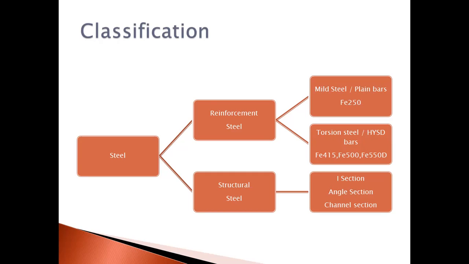Next we'll look into structural steel. Structural steels are also known as steel sections. We have many sections like I section, angle section, and channel section. These sections we can see in transmission towers, electrical towers and so on. That is all made up of structural steel.